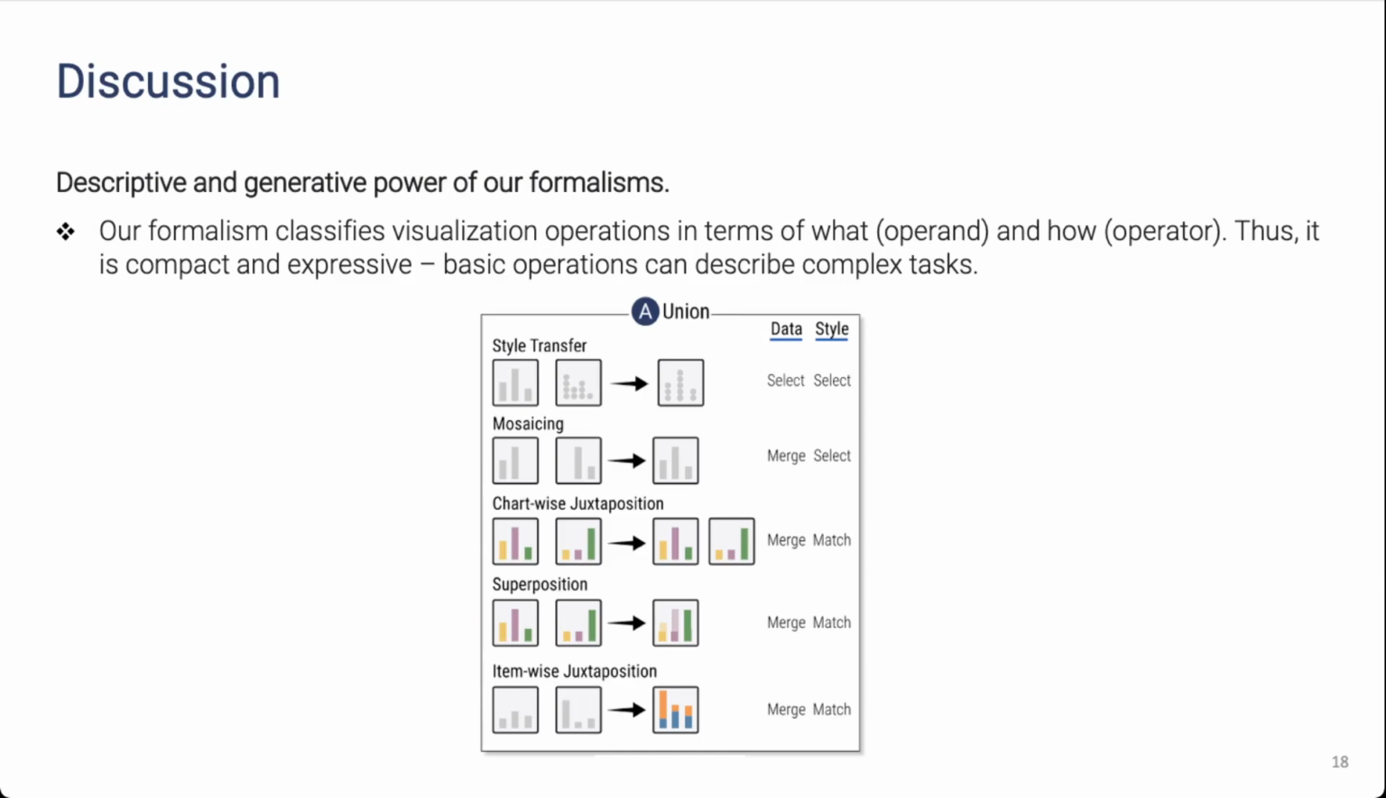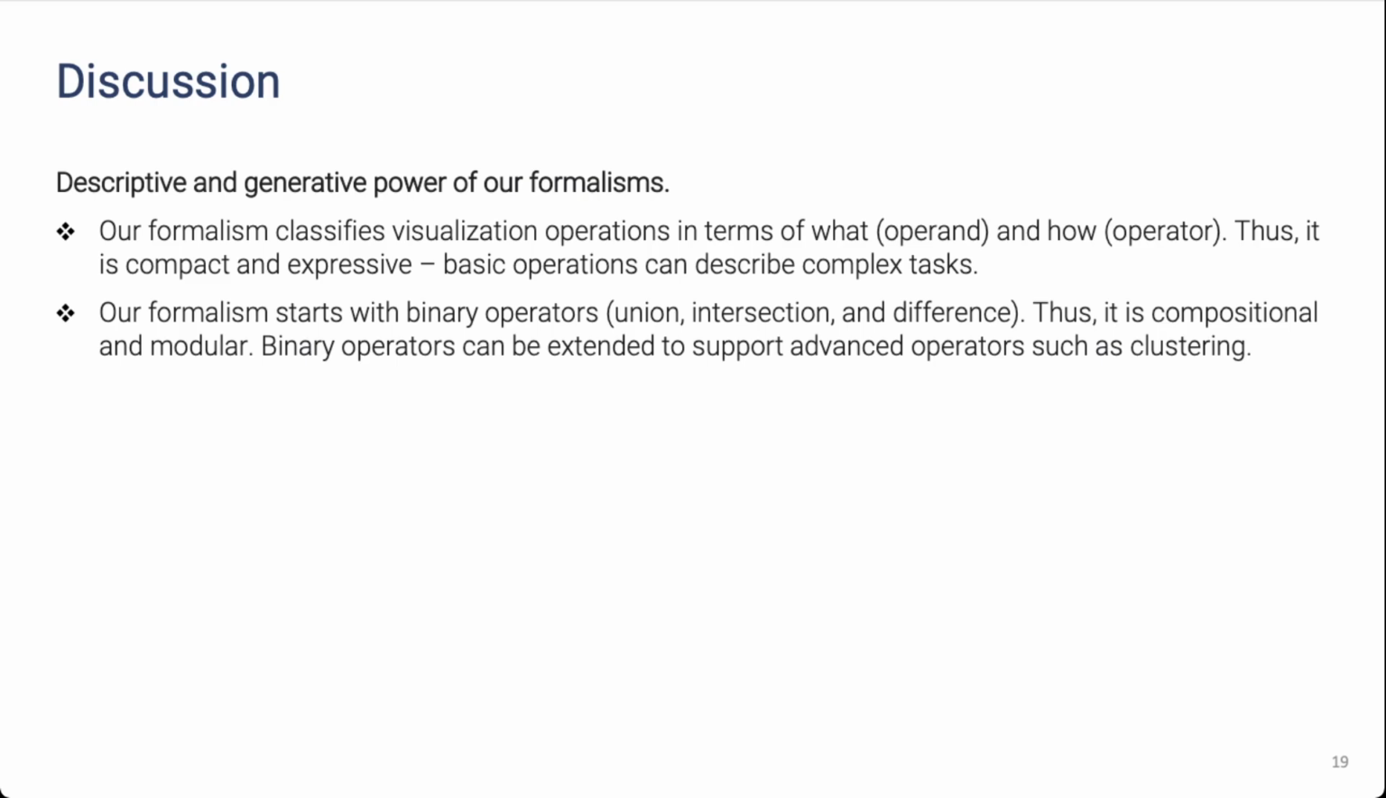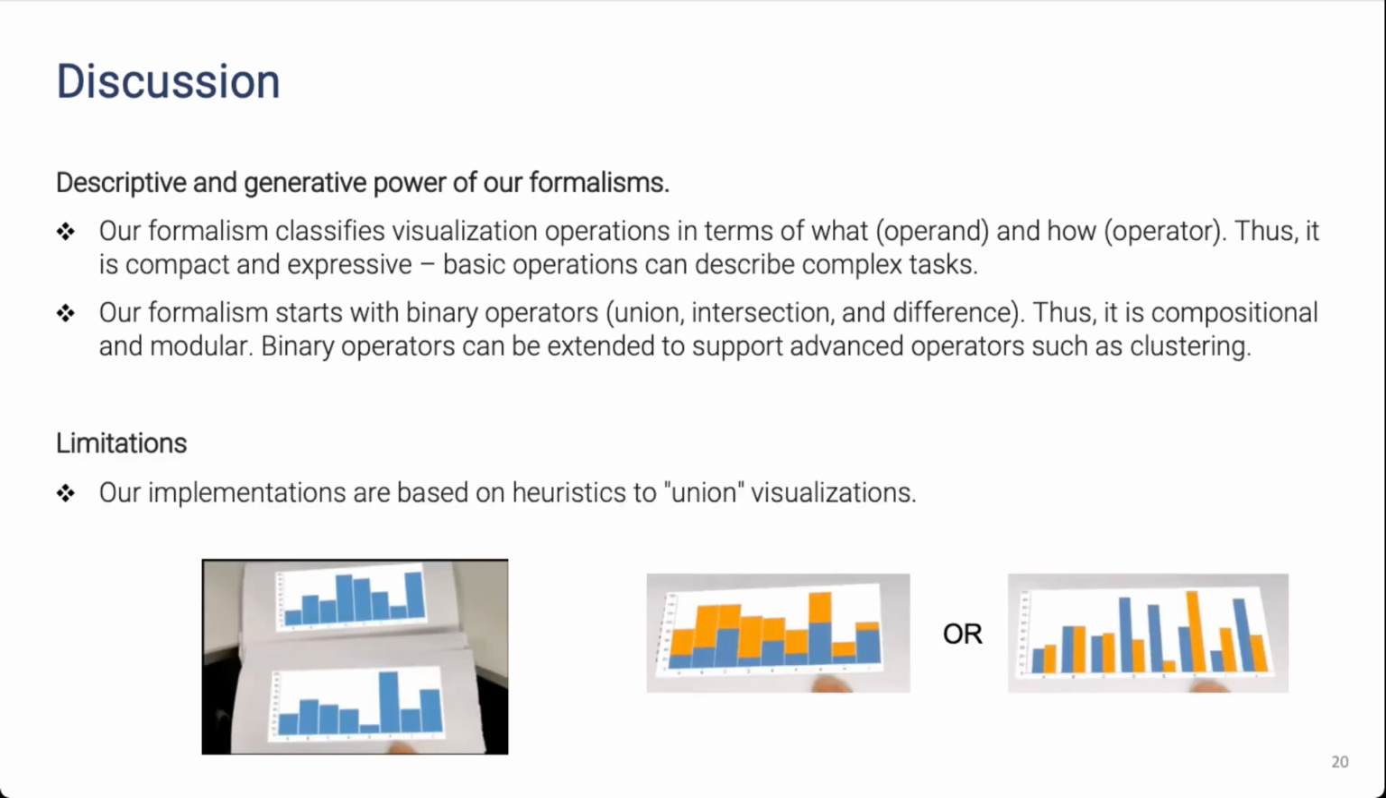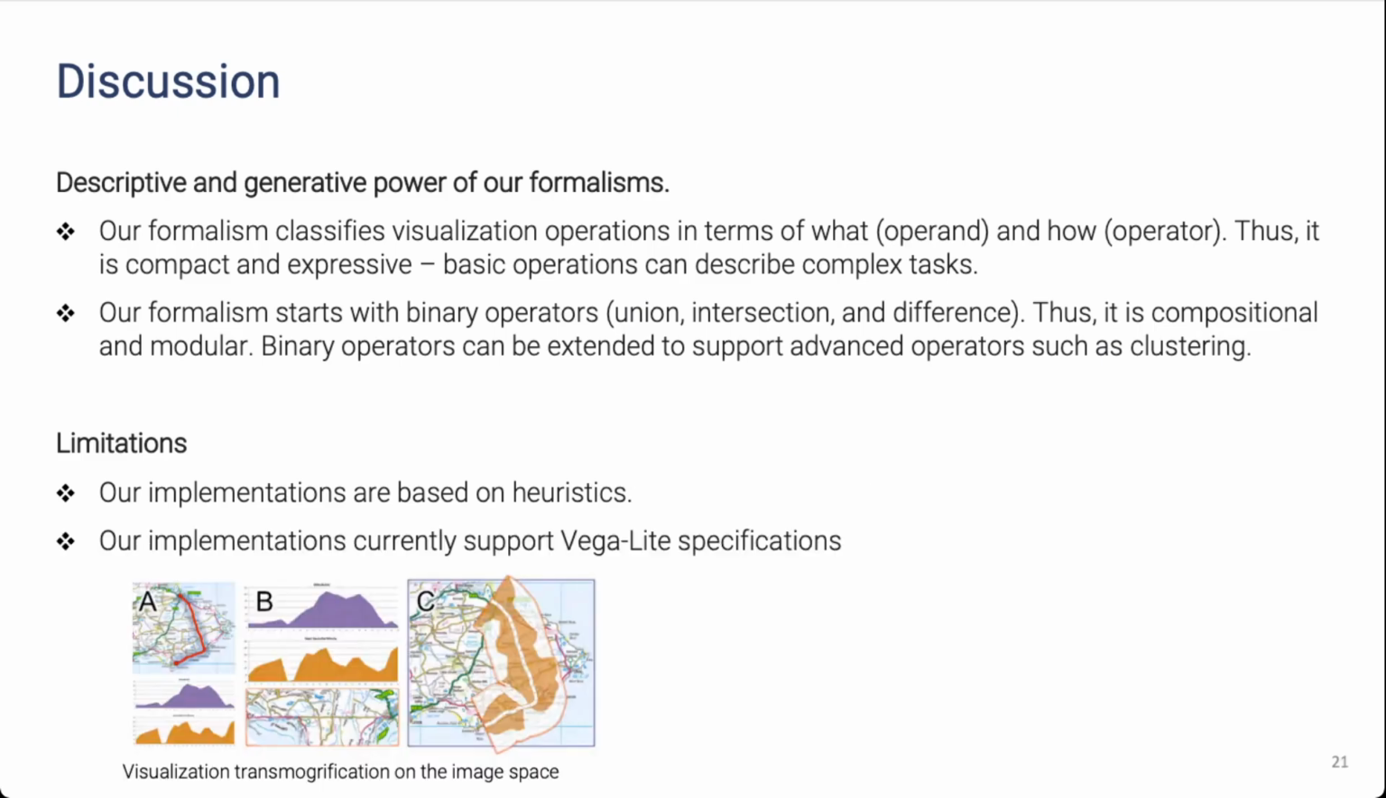To summarize, we propose visualization operations in terms of operands and operators, which is very compact and expressive. As shown in the figure, we can use simple operations to describe complex and diverse tasks. We start with binary operations on two visualizations, which is compositional and modular. We can extend binary ones to support more advanced tasks, such as sorting and clustering. However, our implementation is based on heuristic-based approaches. For example, we cannot smartly decide which is the user-desirable one in this scenario, which needs more studies. And we currently only support the Vega-Lite visualization specification, which needs to be extended to other grammars or direct manipulation of visualization images.